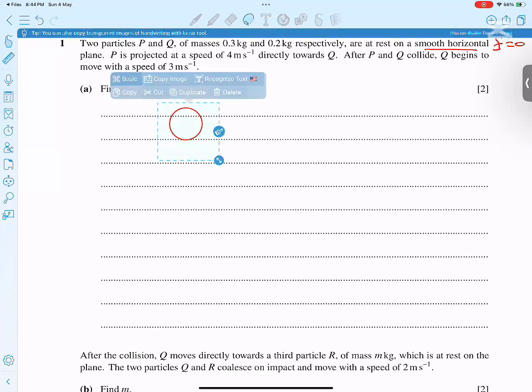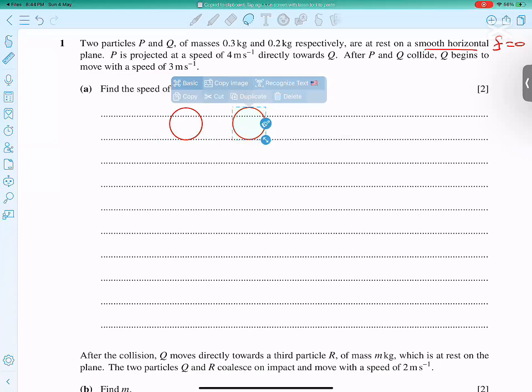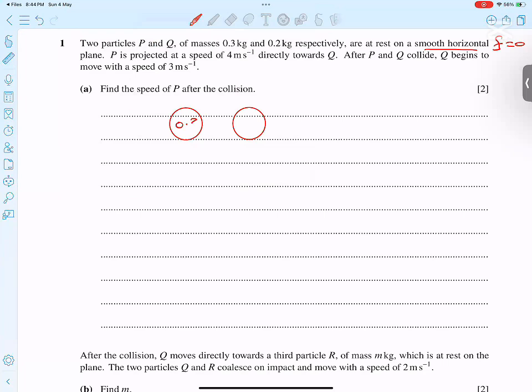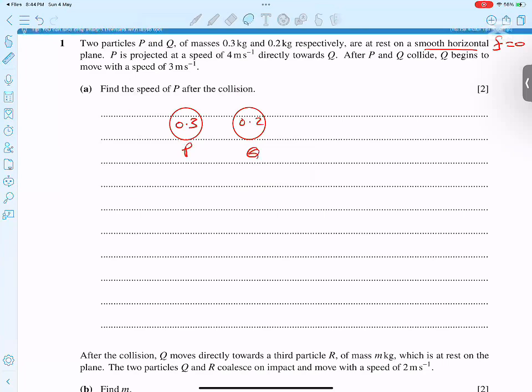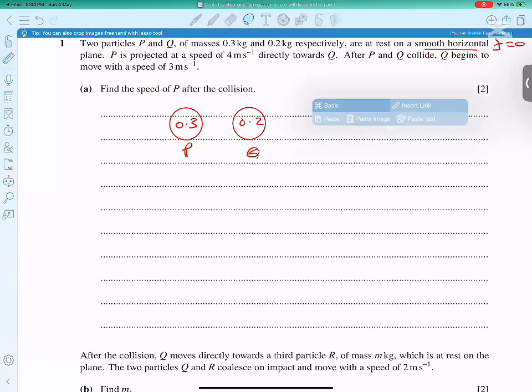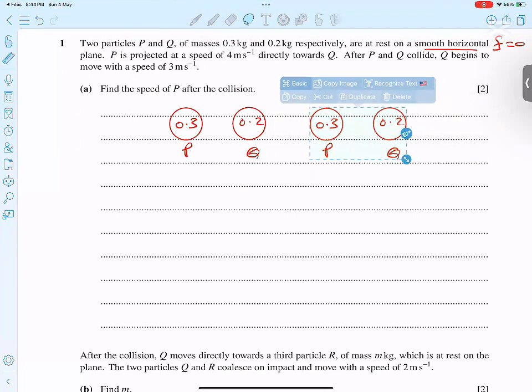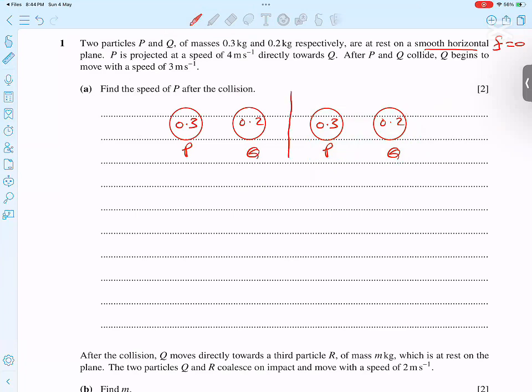Okay, I just copy this and I paste here, and then I copy, and I have to make it 0.3 and 0.2. There's a P, there's Q. So I'm going to copy them and I'm pasting here. Okay, just before collision and just after collision.